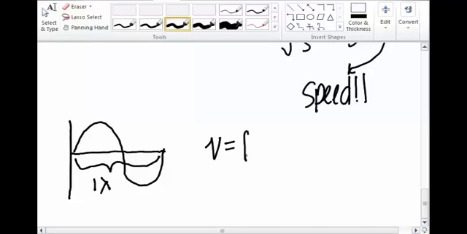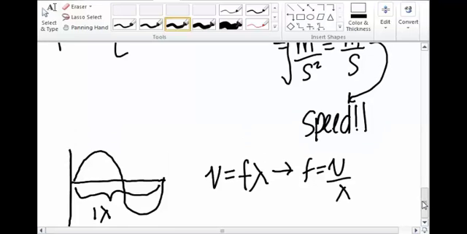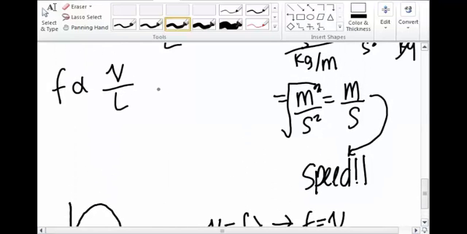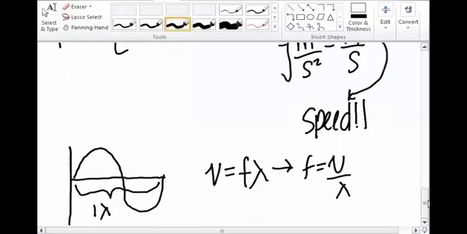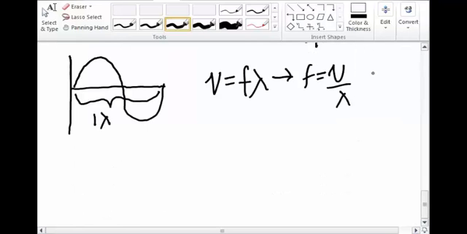Maybe frequency times wavelength? So amplitude times omega, yes, but we're looking for this equation. And if I rearrange that, I get frequency is equal to velocity over wavelength. But does that look familiar? Does that look similar to maybe this up here? Yeah? V over L, and then I have V over lambda. So I'm going to say that our lambda and our length are equal. Okay?